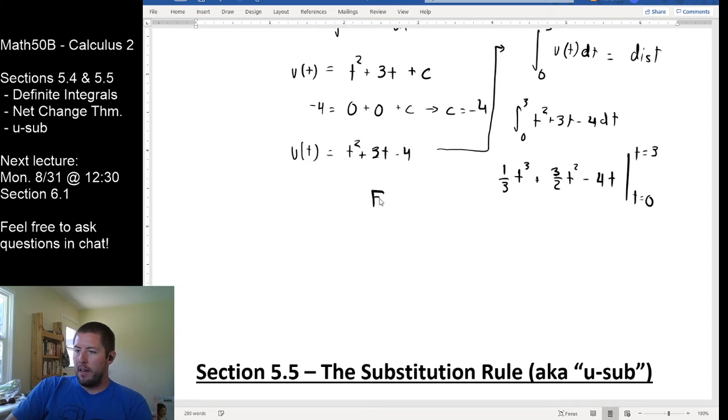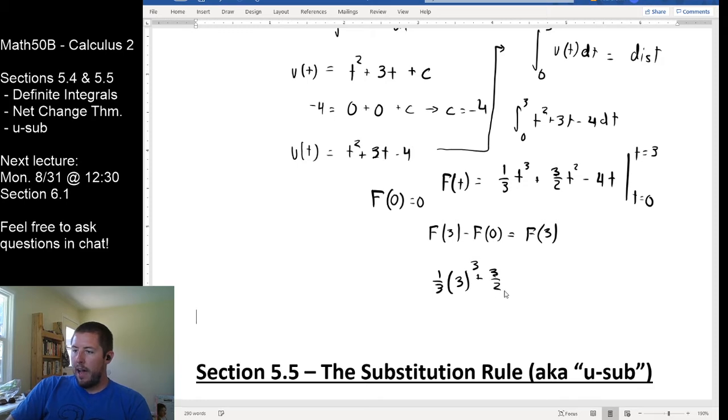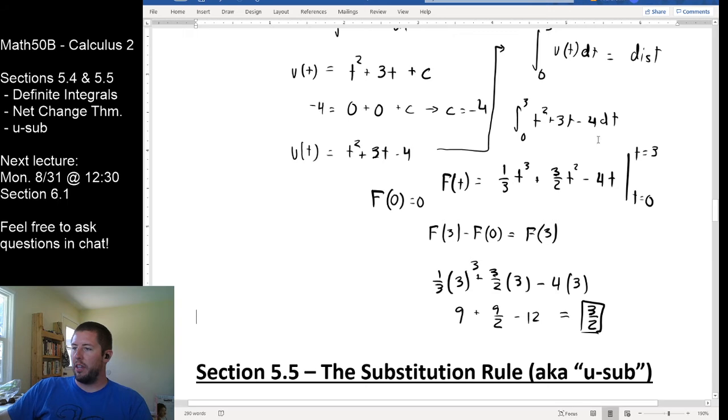So again, let's just call this f of t maybe. And I know that f of 0 in this case is 0. So I can say here f of 3 minus f of 0 is really just f of 3 in this case. So here it looks like we're going to get a 1/3 of 3 cubed plus 3/2 times 3 minus 4 times 3. And so that's going to be a 9 plus 9/2 minus 12. That's 4.5, 13.5, so 1.5. If I can do my actual computation correct, then I think we should land at a 3/2 right there.